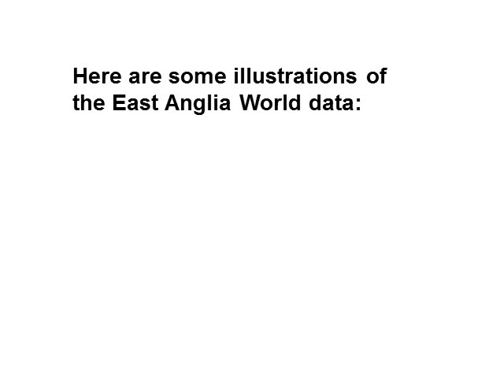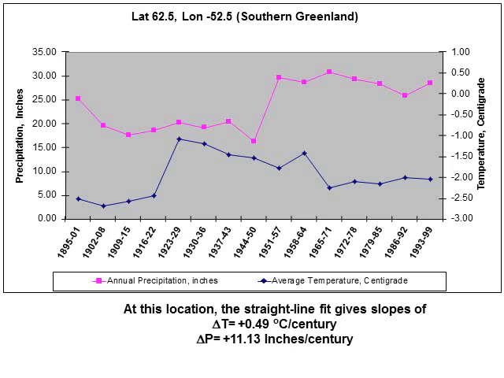And from the world data we got from East Anglia, this would be the 5x5 grid centered on latitude 62.5 north, longitude 52.5 west, which puts you in southern Greenland. Here we divided the data into 7-year periods. So each point represents a 7-year average of precipitation or a 7-year average of temperature. The precipitation in the purple line with the scale on the left, temperature with the blue line with the scale on the right.